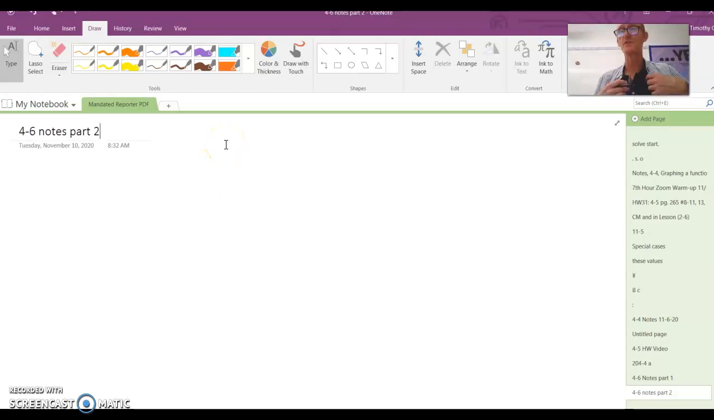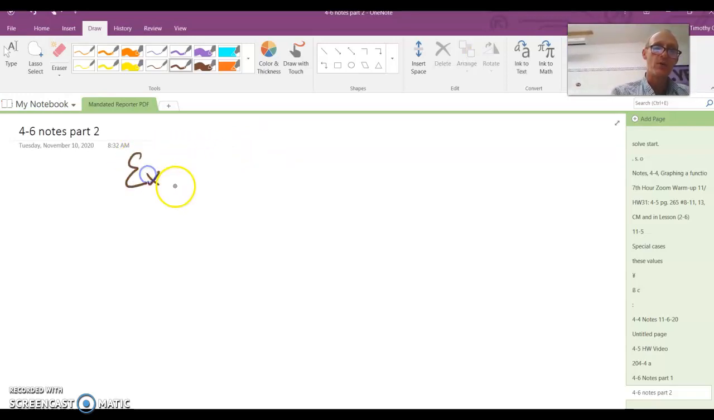Okay, so this is 4-6 notes part 2. In the first part, we looked at whether or not something was a function. So let's look at an example from part 1.